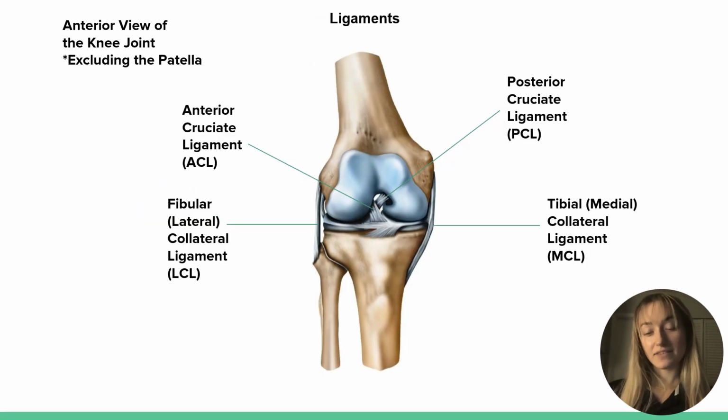These are the four ligaments of the knee. The tibial collateral ligament, the MCL, prevents too much medial movement. The fibular collateral ligament, also known as the LCL, prevents too much lateral movement. The anterior cruciate ligament, the ACL, and the posterior cruciate ligament, the PCL, prevent unwarranted excessive movement in the sagittal plane.